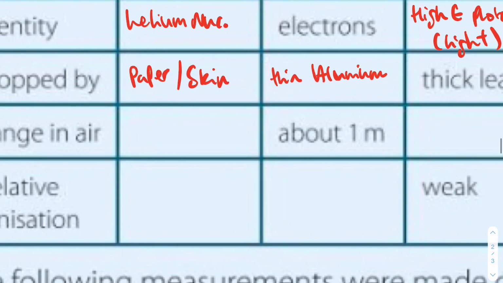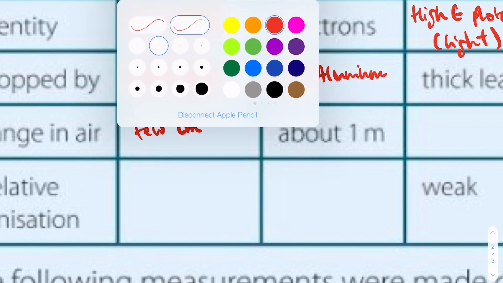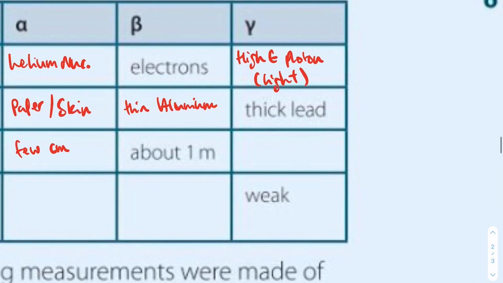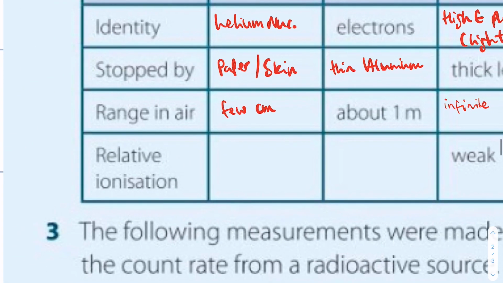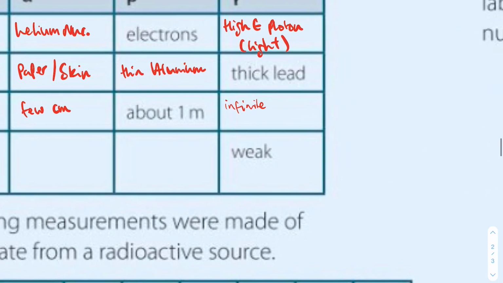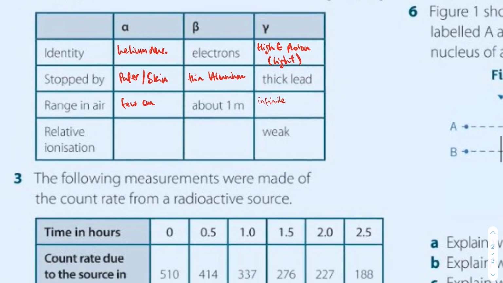Range in air, just a few centimeters. Let's make this a bit smaller actually. About 1 meter for beta, and the range of a photon of light is technically infinite, or until it's absorbed. So what is it? Range in air. Yeah, pretty much it will go forever in air.